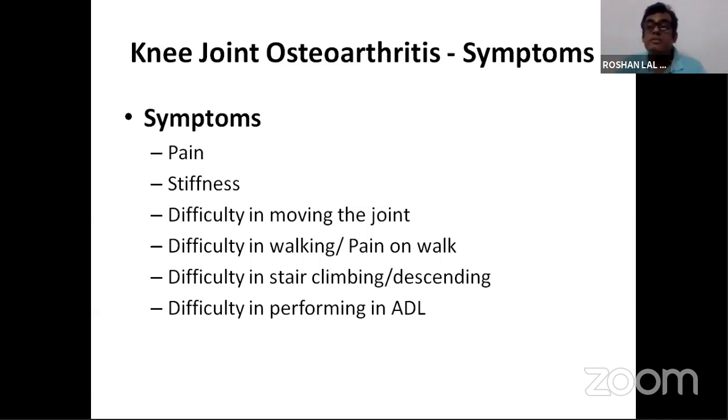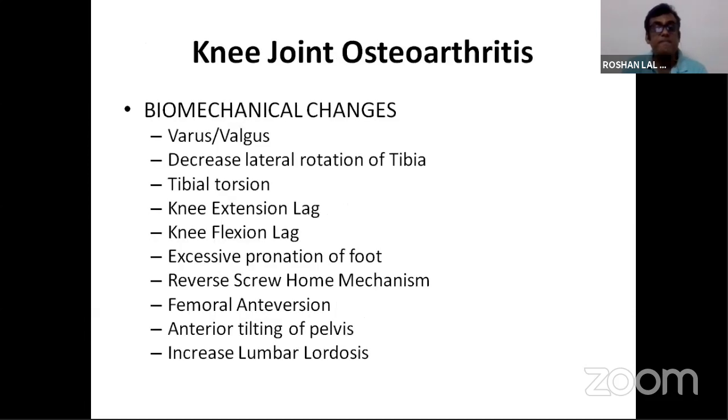Stiffness can be seen when the patient rests for a prolonged period of time, like 1 hour, 2 hours, and when they get up, they feel a little bit of stiffness. Then there is difficulty in moving the joint. When they flex or extend the knee joint, they find difficulty in moving. Difficulty in walking, or there will be pain on walking, and difficulty in stair climbing, descending, and performing the activities of daily living. These are the symptoms of osteoarthritic knee joint, which progress gradually as the disease progresses.